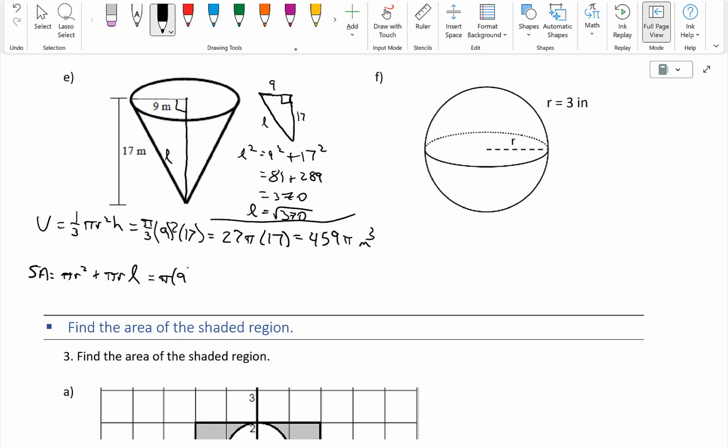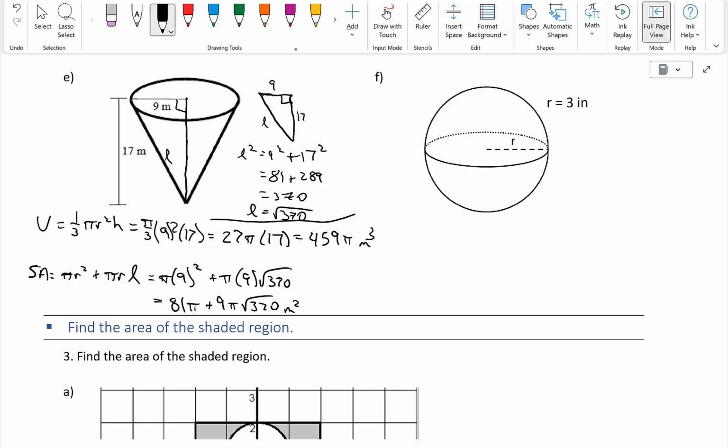I've got pi, my r is 9 squared, and then plus I've got pi, 9 for r, and that root 370 we just found for L, my slant height. So not a whole lot we can do to simplify that one. We'd get 81 pi plus 9 pi root 370 units squared, or meters squared.